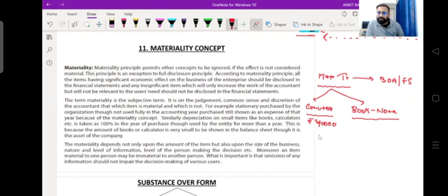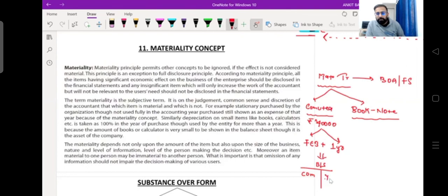Why should it be recorded as an asset? Because this asset will provide you future economic benefit, plus it will be used for more than 1 year. Definitely it should be recorded as an asset in the balance sheet. So you will record this computer in the balance sheet.